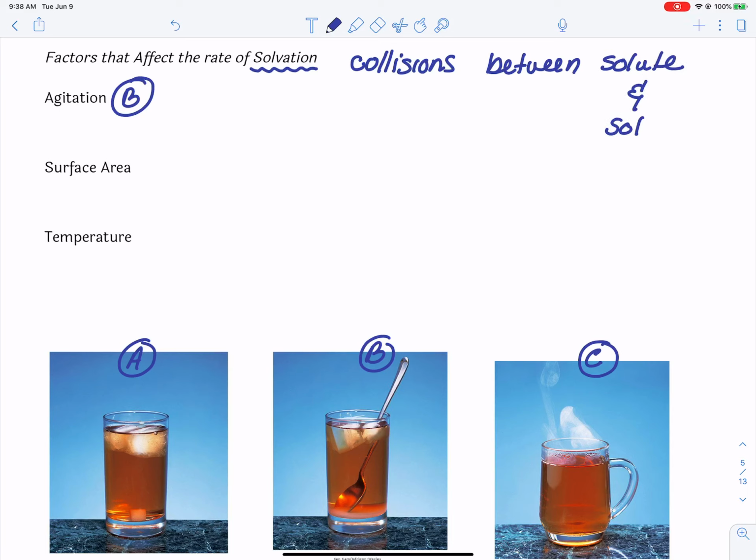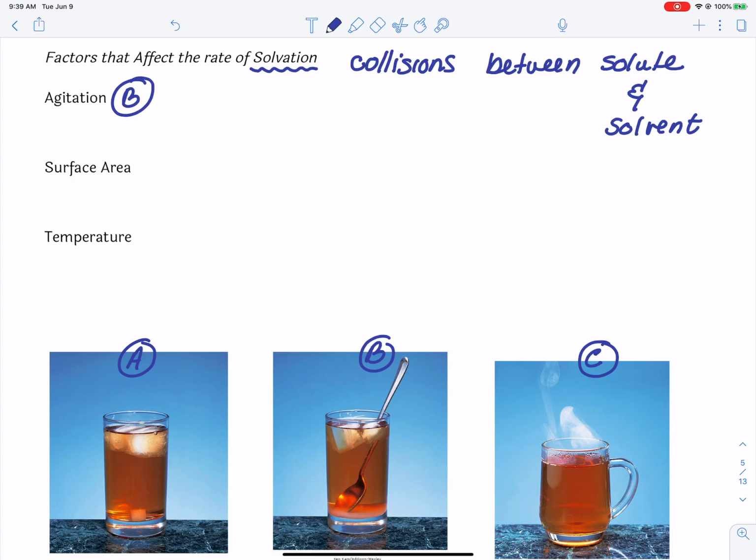And that is where factors that affect the rate of solvation are very similar to the factors that can affect the rate of a reaction, because that's what you need for a reaction to occur. You need those reactant particles to actually collide. So if I agitate or I stir, this is, of course, dissolving sugar in water. That's what these three pictures are representing. If I stir the solution up, as in B, I increase the rate at which sugar molecules and water molecules collide. And that increases the rate of solvation, the rate of dissolving.